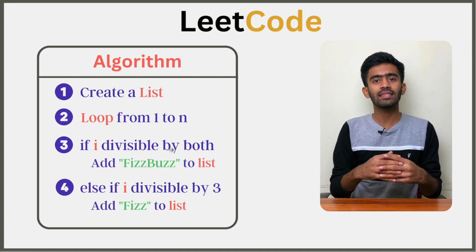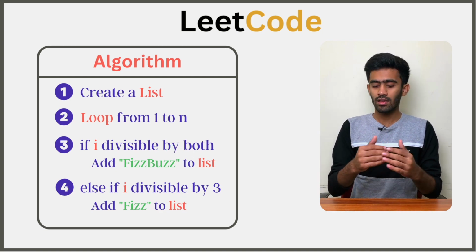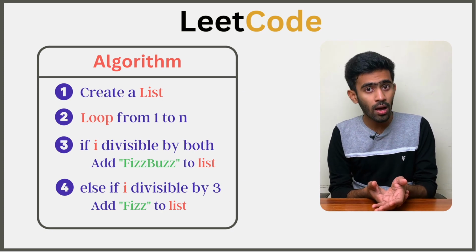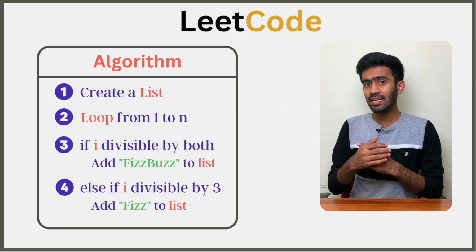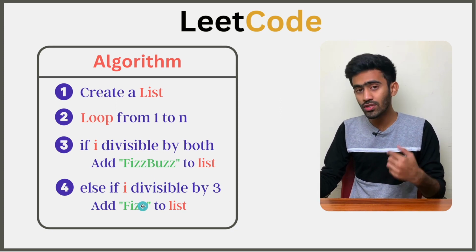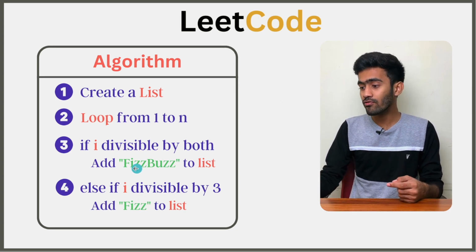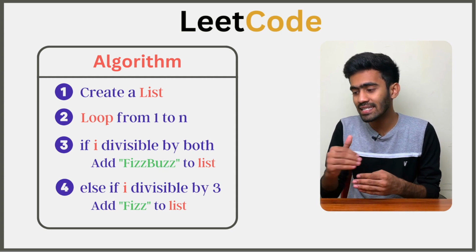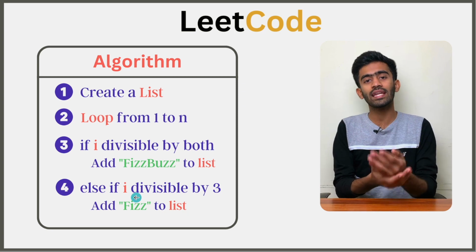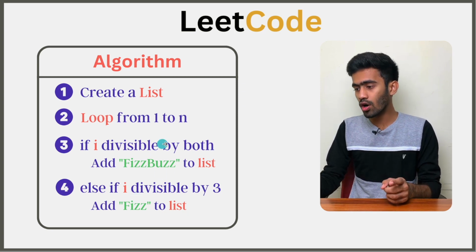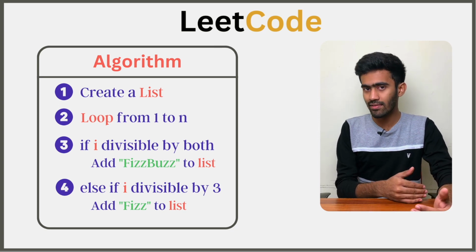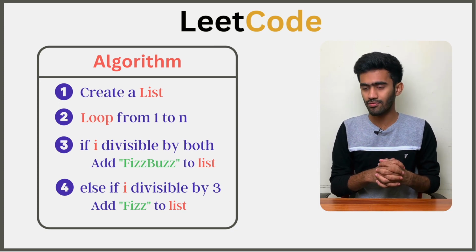For example, in the case of 15, if i is divisible by 3, 15 is divisible by 3, yes, true, but in that case we should not add the value Fizz to the list, we should add the value FizzBuzz to the list. Instead of checking for 5, we would directly add the word Fizz to the list and move on to the next number, and that is why the order of this if else clause matters. So just follow the order that is given in the question, and we will not face any problems with it.